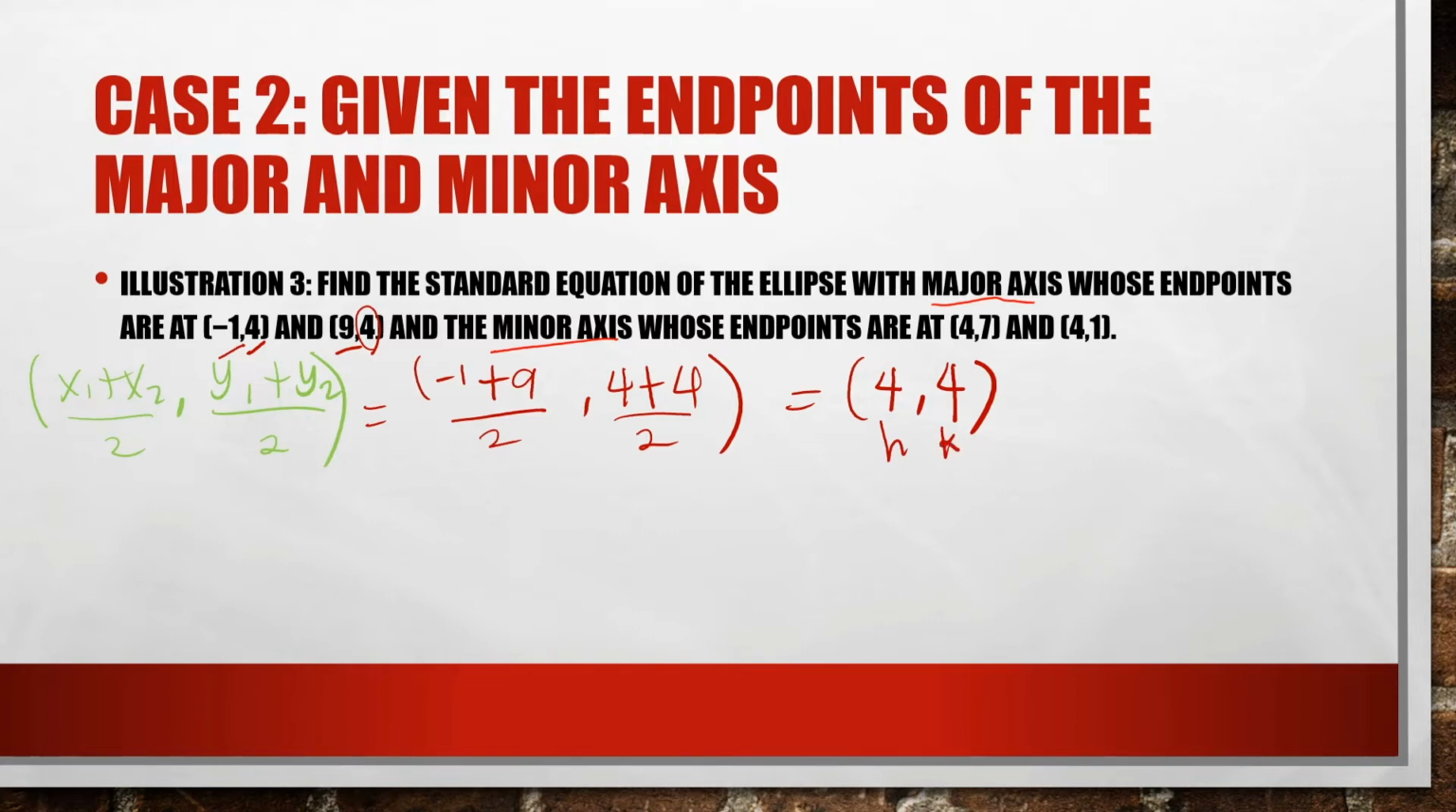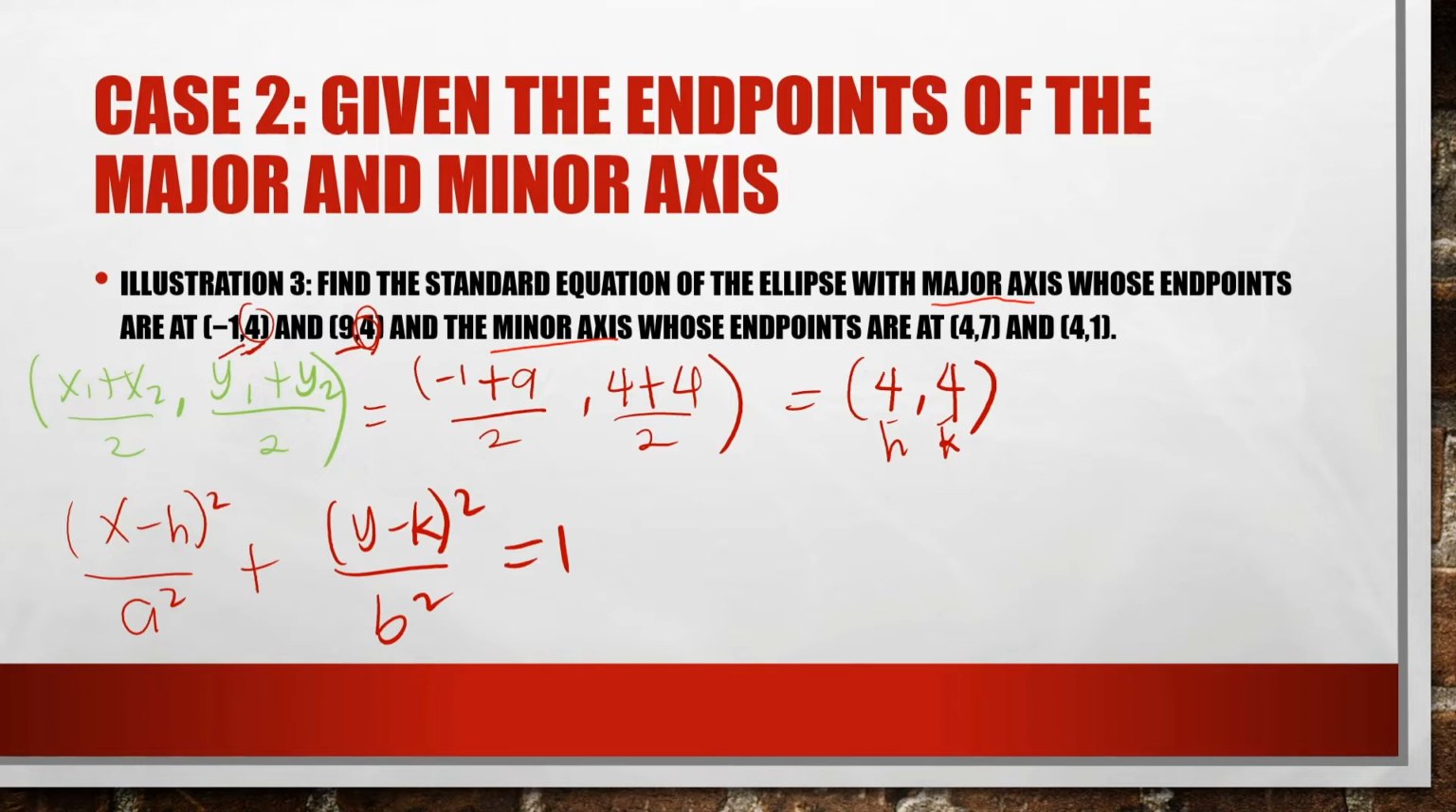So, kung mapapansin nyo, yung major axis natin ay nakaparallel with the x-axis. So, yung center natin nasa 4 and 4. And then, yung major axis nasa negative 1 and 4, and then, 9 and 4. Obviously, siya ay horizontal ellipse. So, yung gagamitin natin na standard formula is yung x minus h squared over a squared, kapartner ng a squared or yung major axis, plus y minus k squared over b squared is equal to 1.